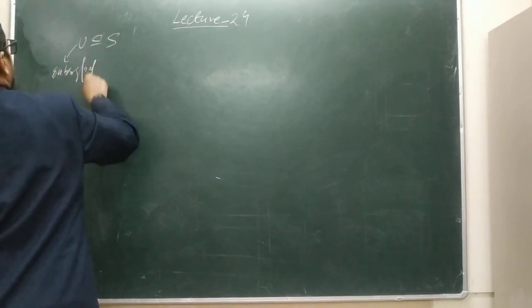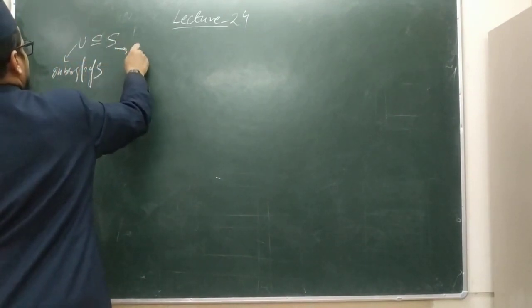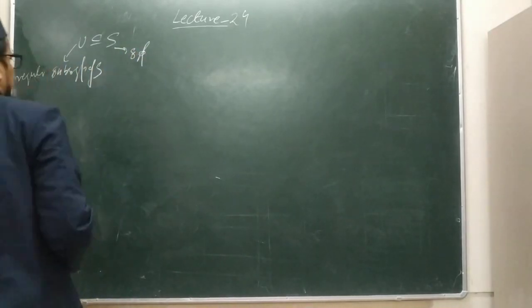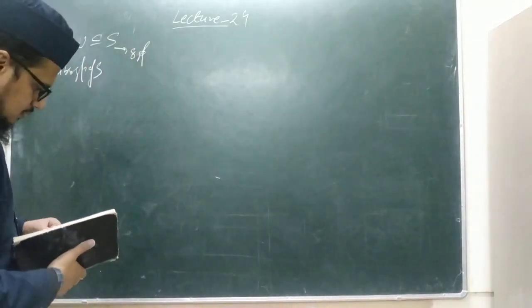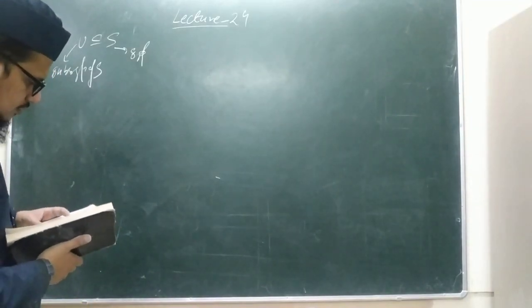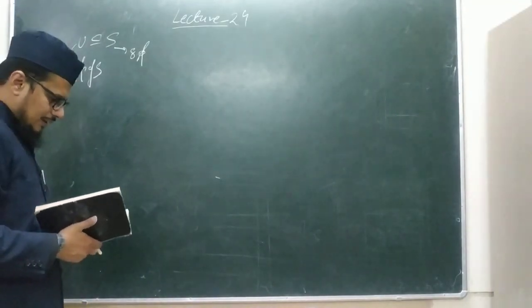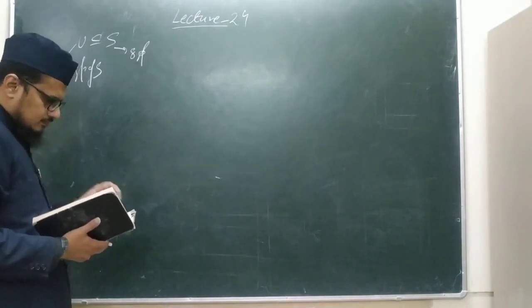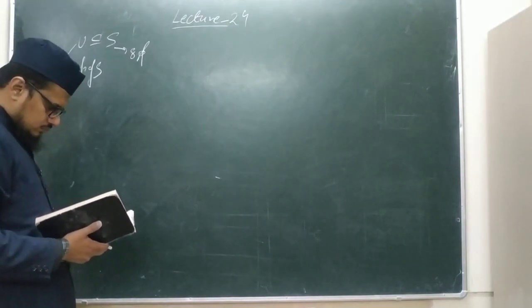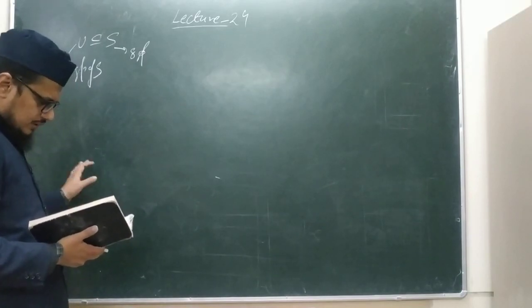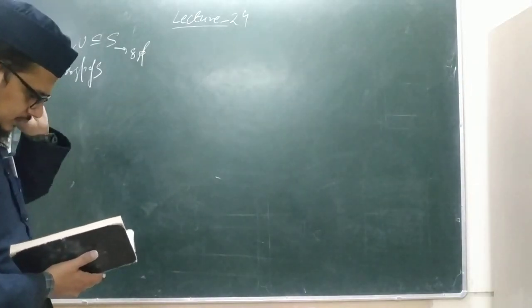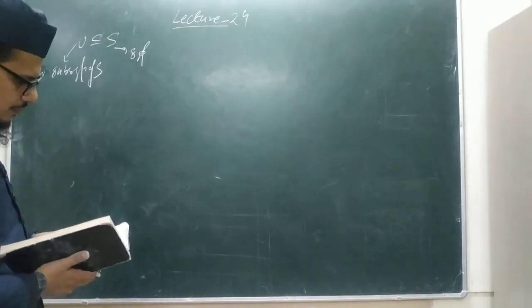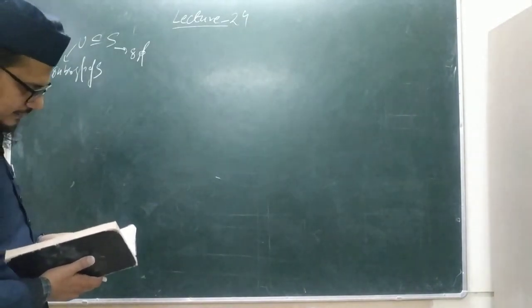U is a sub-semigroup of S, and this is a semigroup, and we take a regular sub-semigroup of S, correct? So if U is a sub-semigroup of S, and if we take U as a regular semigroup, then we will prove some result. Proposition 2.4.2.